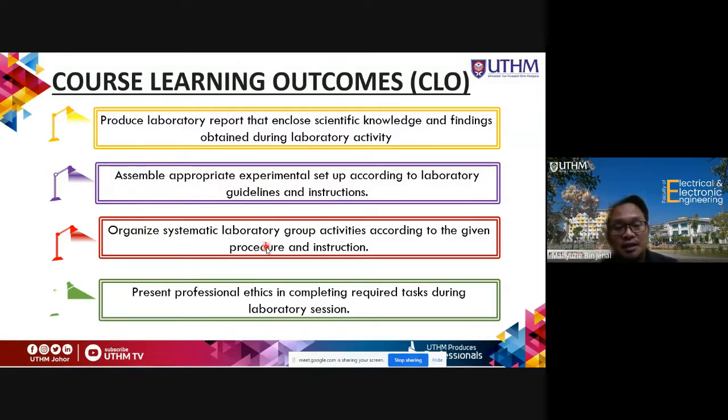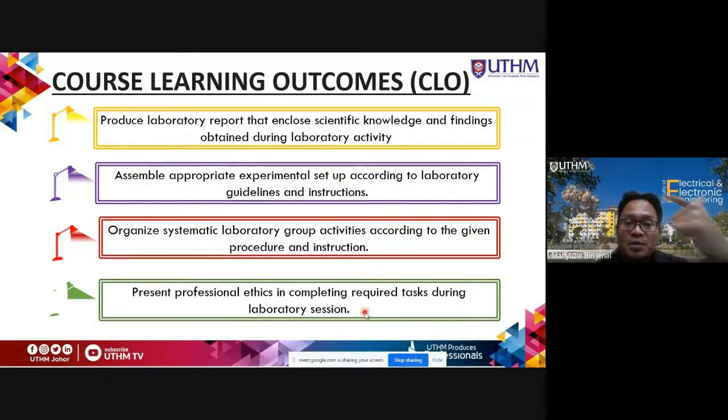Okay, and then the third one is to organize systematic laboratory group activities according to the given procedure and instruction. This assesses your psychomotor skill, and out of that you must show your communication skill and your teamwork skill among your group members, etc. At the end of the day, you must be able to systematically organize your group activities. Last but not least, you must present professional ethics in completing required tasks during laboratory session. This includes your ethics and also the discipline.